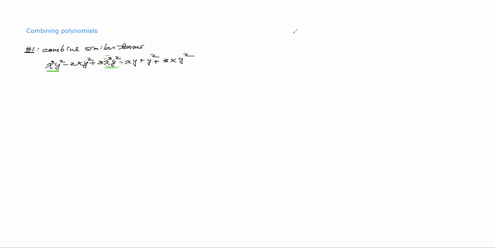So I can combine them. These two will become, and I use different color coding here, 4x cubed y squared, right? Okay, now let's take a look at the next one. The next one is xy squared, right? Do I have any xy squared? Oh yes, I have the xy squared here. So this is negative 2 plus 3. So what do I have here? 1 xy squared left, correct?